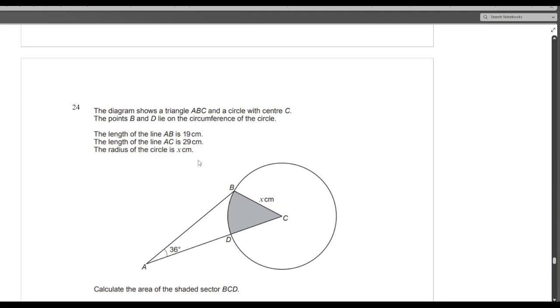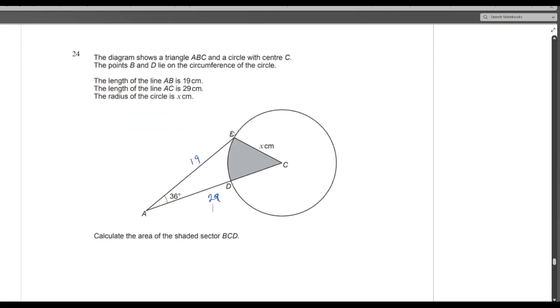The diagram shows a triangle ABC, and the circle with center C. The points B and D lie on the circumference of the circle. The length of line AB is 19 centimeter. The length of line AC is 29. The radius of the circle is x. Calculate the area of the shaded sector BCD. So this shaded sector I need to find out.